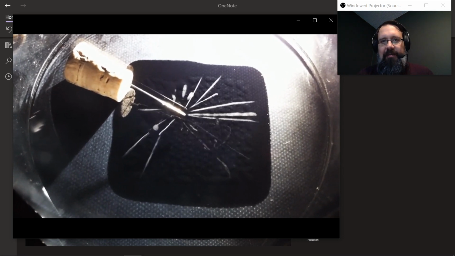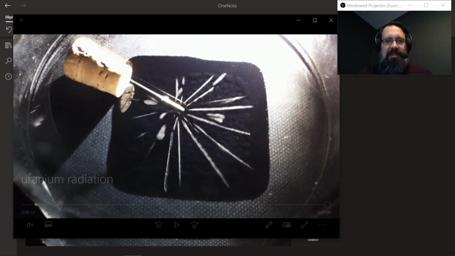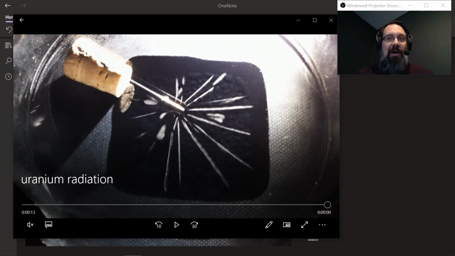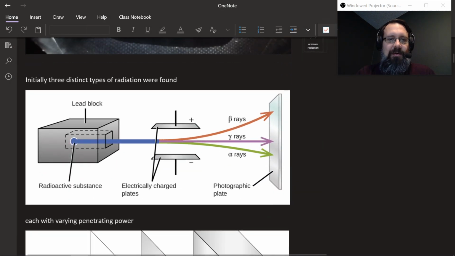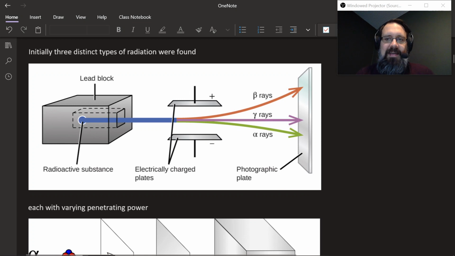So this was a huge discovery, that there are certain elements that seem to just spontaneously shoot out particles, and those particles are what's called radiation. It was very quickly discovered that there were three distinct types of radiation, named alpha, beta, and gamma, which are the first three letters of the Greek alphabet, used in the order that they were discovered. First we discovered alpha rays, then beta rays, and then gamma rays.